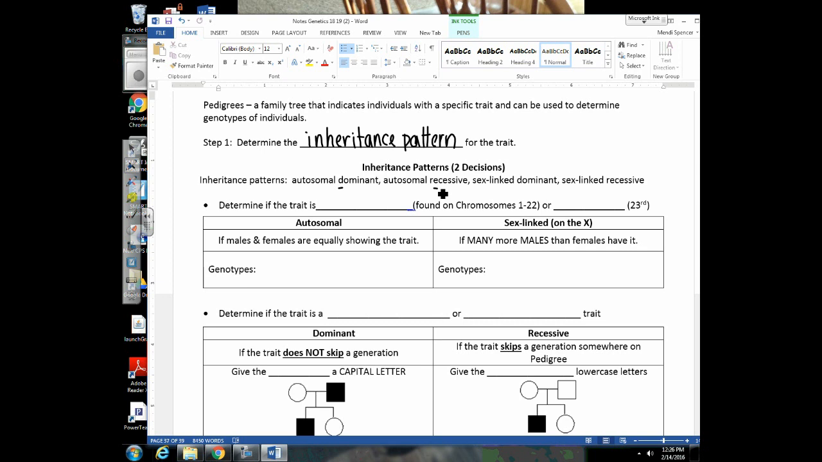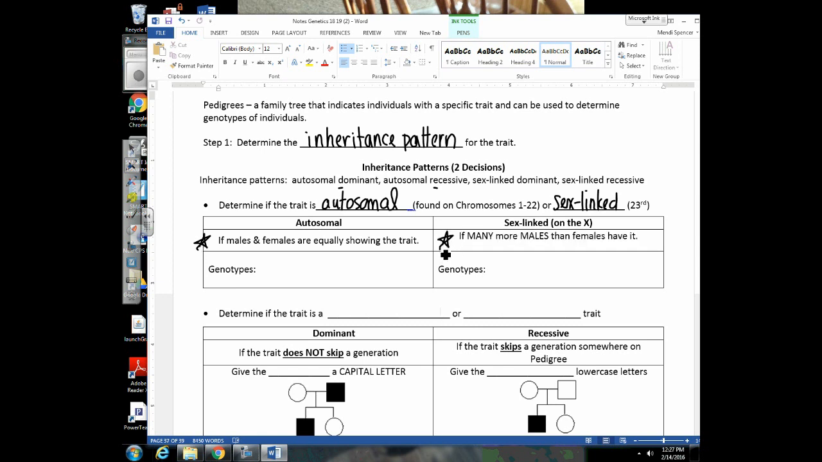So when we're trying to figure out the inheritance pattern, the first decision to make is whether this trait, this disorder, this disease that's being mapped out, is autosomal or sex-linked. If the trait is autosomal, then the gene for it is located somewhere on chromosomes 1 through 22, which again were the autosomes. If the trait is sex-linked, it simply means there's a gene for it on either the X or the Y chromosome.